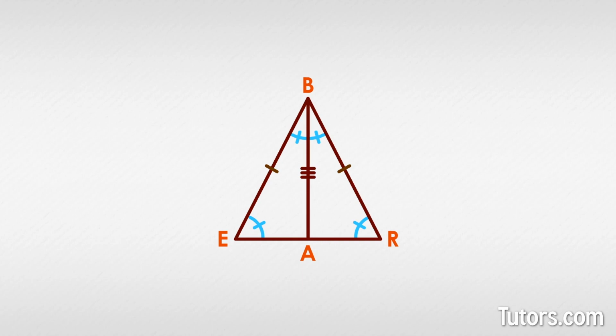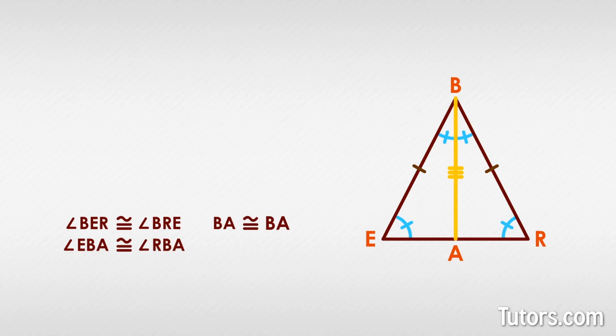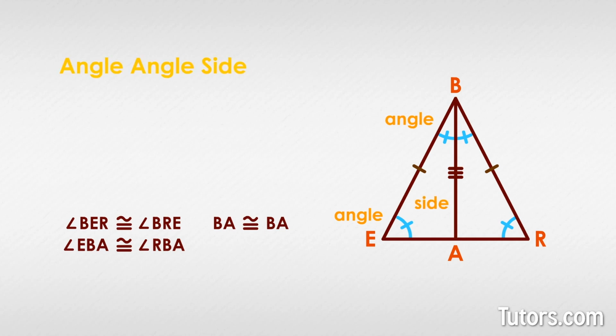So what do we have? We have angle BER is congruent to angle BRE, given. Angle EBA is congruent to angle RBA, because of the angle bisector. BA is congruent to BA, because of reflexive property. That's an angle, another angle, and a side. That would be the angle-angle-side, or AAS theorem.